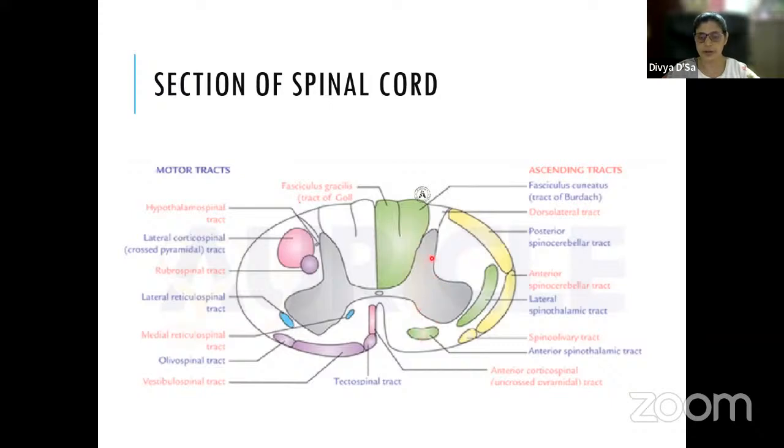This is the anterior horn, this is the posterior horn, this is the anterior median fissure, and this is the posterior median sulcus. These are the ascending tracts we see: the anterior spinothalamic, lateral spinothalamic, spino-olivary, the anterior and posterior spinocerebellar, and here the fasciculus cuneatus and fasciculus gracilis. Fasciculus also means tract.